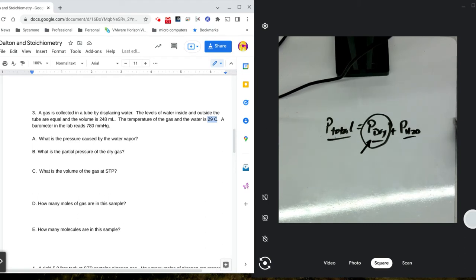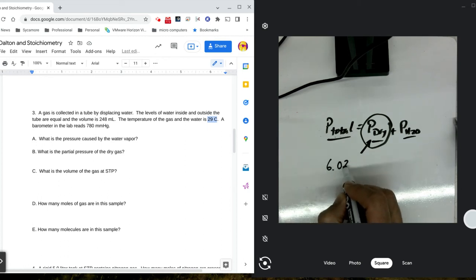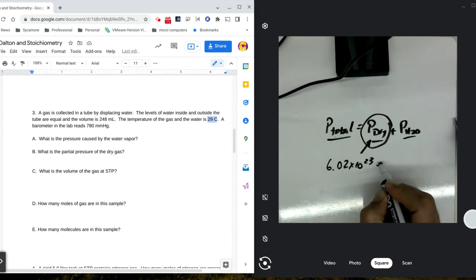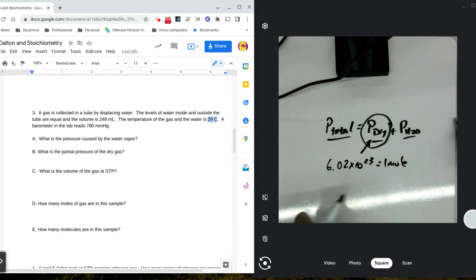I have the standard temperature and standard pressure. For the volume at STP of any gas, if I could solve for the number of moles, I should be able to solve for the volume at STP. And if I know the moles in the gas sample, don't forget 6.02 times 10 to the 23rd equals 1 mole. So those are some hints on how to solve that particular problem.